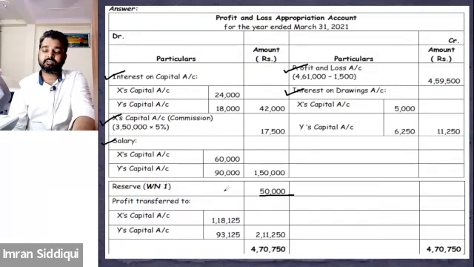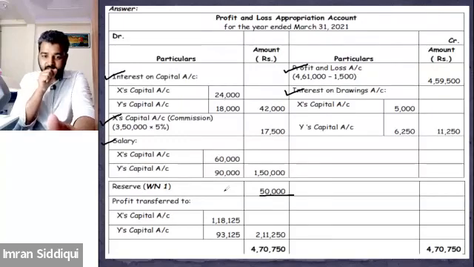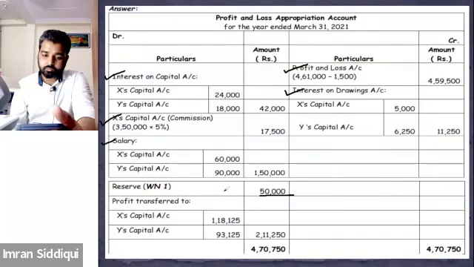Clear. And on the debit side, you can see the reserve. We have made a reserve of 50,000 as well. So the calculation of reserve is also clear to all of you. Sir, can you show it again? The reserve calculation. The question must have mentioned somewhere that we need to prepare a reserve. Let me check.